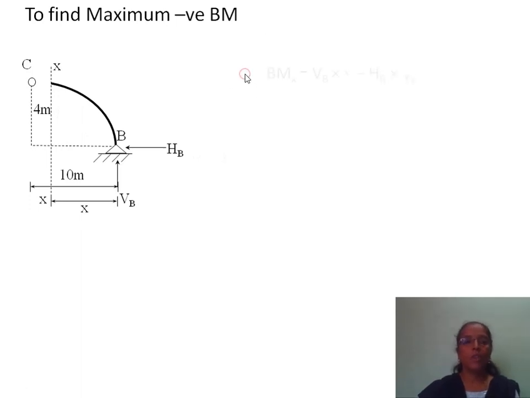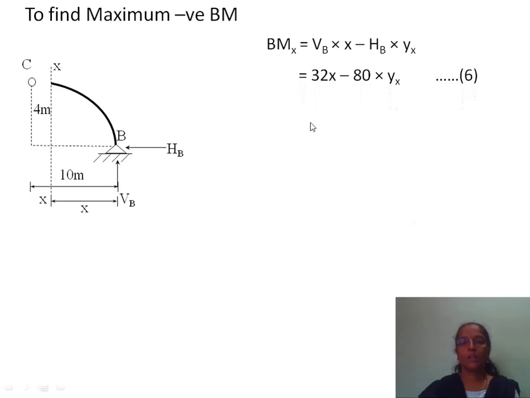So if you write the equation for bending moment at any section x, it will be VB into x minus HB into Yx, that is 32x minus 80 into Yx. Take this as equation 6.